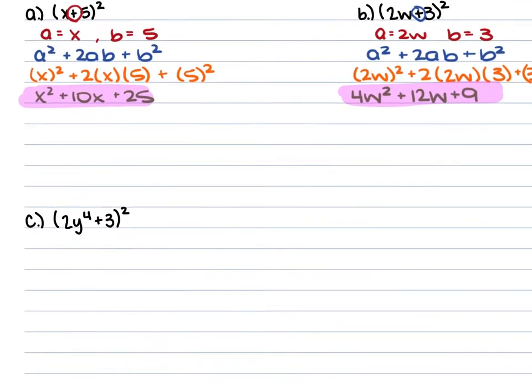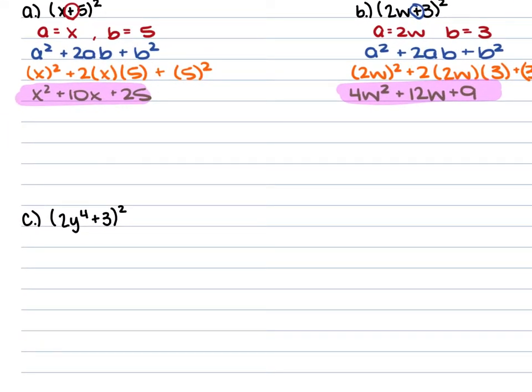For example C, we have 2y to the 4th power plus 3 all raised to the 2nd power. So this one we can do the same thing. Our a is the 2y to the 4th power. Our b is just the 3. We have that plus sign in between those two terms, so we're going to use a squared plus 2ab plus b squared.